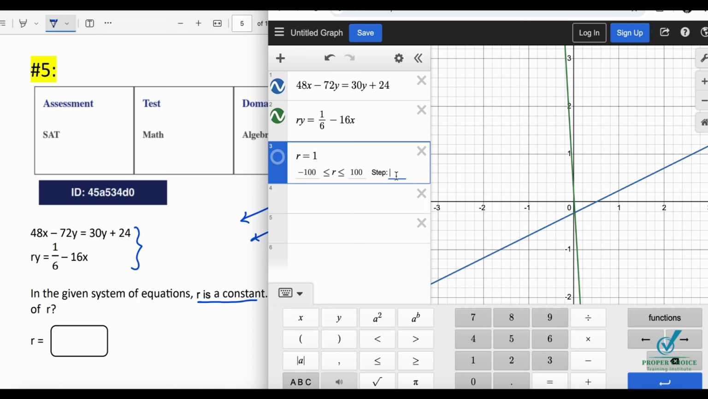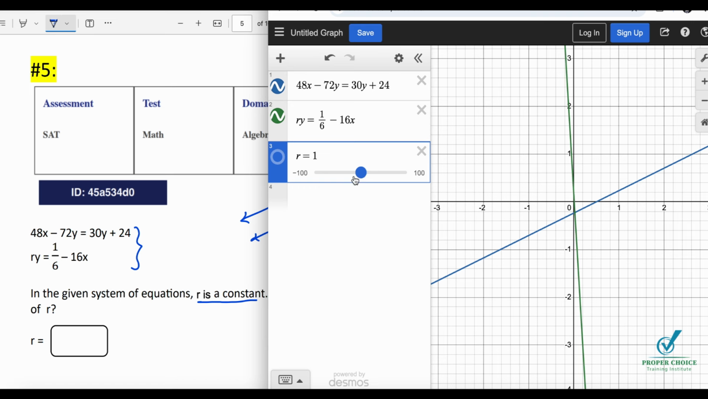And step size means when we are changing the value of R, by what amount it should increase. Generally I keep the step size as 0.1. You can also keep it as 1, 0.01, 2, whatever, but this is the ideal which I consider. Now you have to change the values of R by using this slider. This is called a slider. When you change the value of R here and there, you can see that the graph changes.